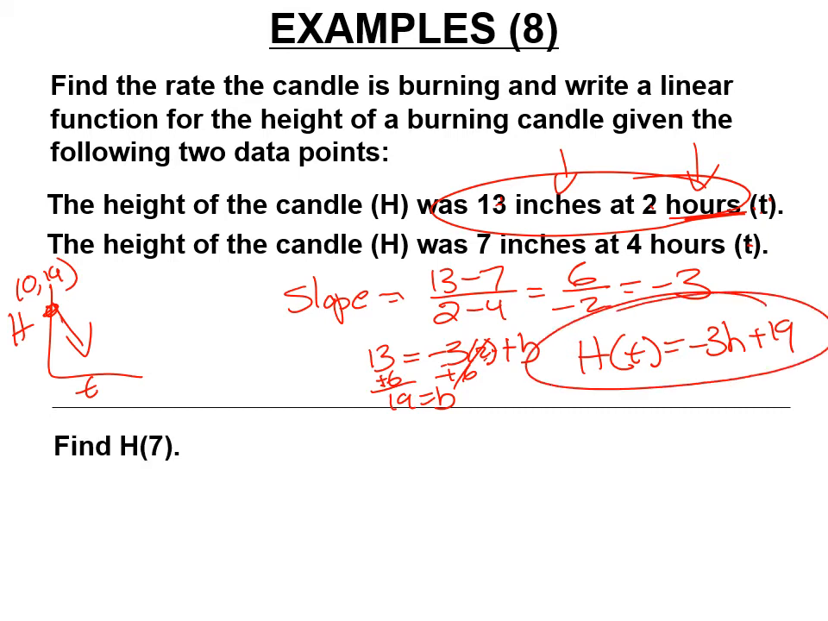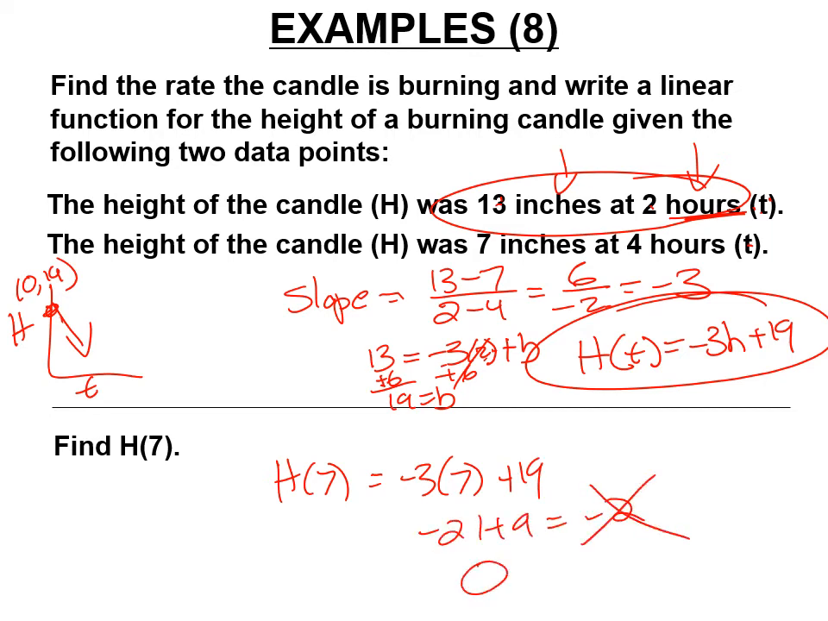All right, so find h of 7: negative 3 times 7 plus 19. Negative 21 plus 19 equals negative 2. So don't do that. Realize the candle has burnt out. It's a real world problem. It's hit zero already. Before 7 hours, it is already burnt out.